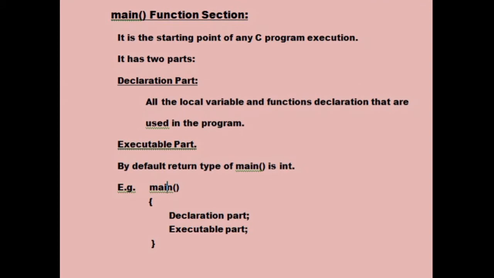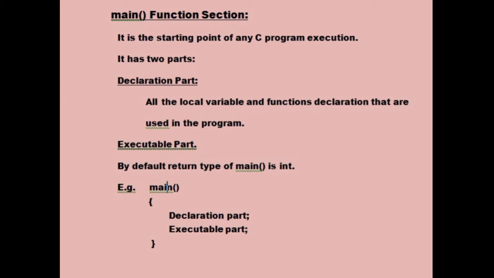Then comes our main function section. In every C program there must be a main function. Main function is the starting point of any C program execution. It has two parts, declaration part and executable part. Declaration part includes all the local variable and function declarations. Executable part consists of the executable statements.